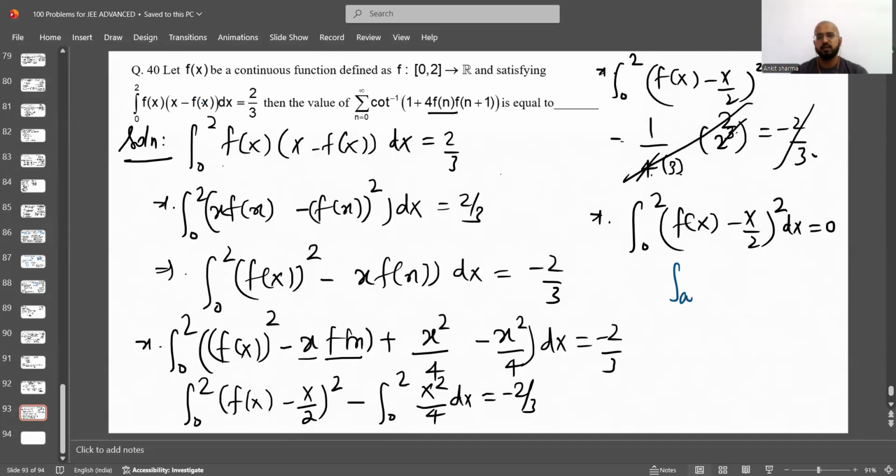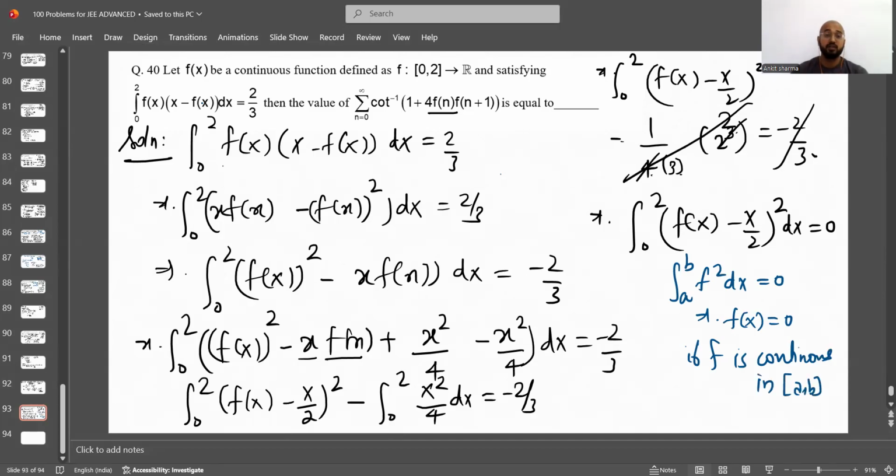So now we can use the result. Integral a to b of f square dx is equal to 0. This implies f itself is 0, if f is continuous in a to b. That's the condition. So I should have written the same way: if f is a continuous function and integral a to b of f square dx is 0, that means my function must be 0, because we are saying the positive part of the function is 0. And function f is continuous in a to b, which means f identically should be 0. Otherwise, this thing is not possible. So from here, I can say that f of x is simply x over 2. So we found f of x is equal to x over 2.